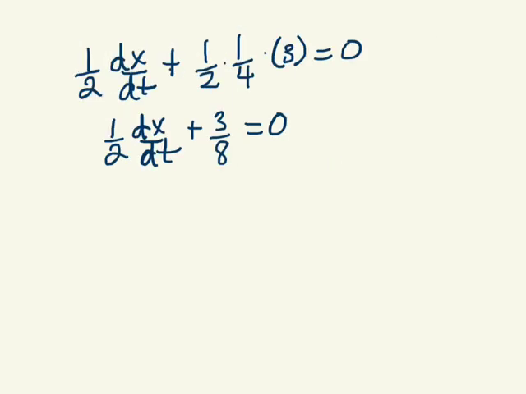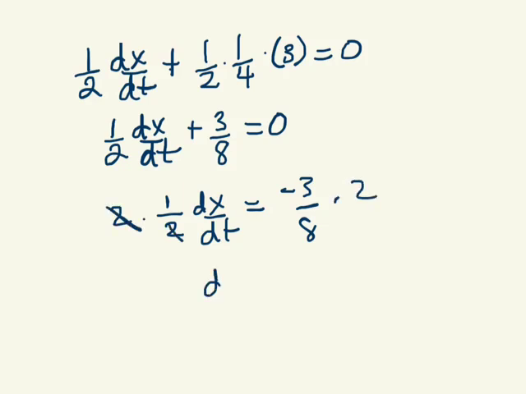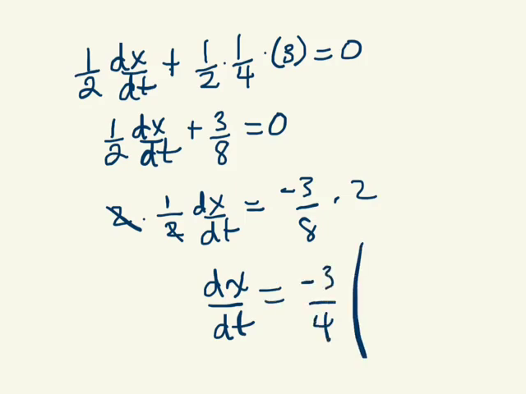To get a little bit of space, but I think I recopied okay. And then we're going to just push through and solve for dx dt. So I end up with 1/2 dx dt is equal to a negative 3/8. Multiply both sides by 2, and then good things start happening. Dx dt is equal to negative 3 over 4. And I think I'm done.